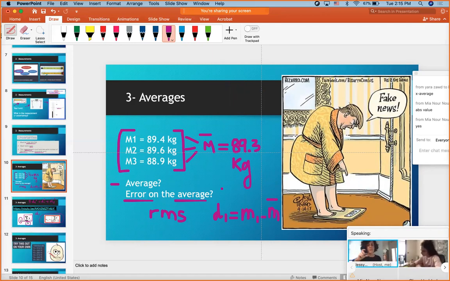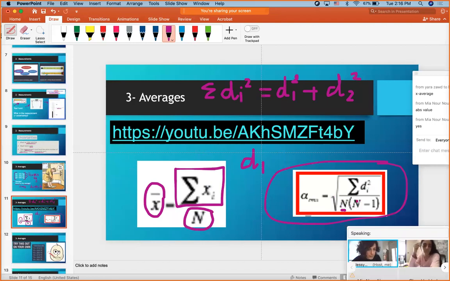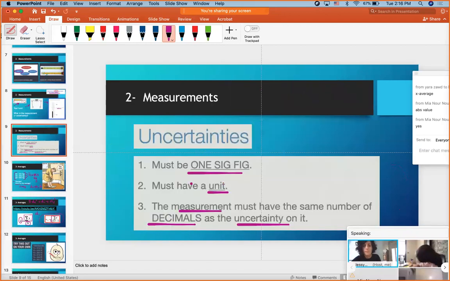So I'm going to do the deviation for each, square them all up, and eventually add them all. Then divide by n times n minus 1. And don't forget to take the root of the whole thing and make sure it's 1 sig fig for the alpha. So you need to round it, make sure it has a unit, and fix the number of decimals. Shall I give you a few minutes to do the error?